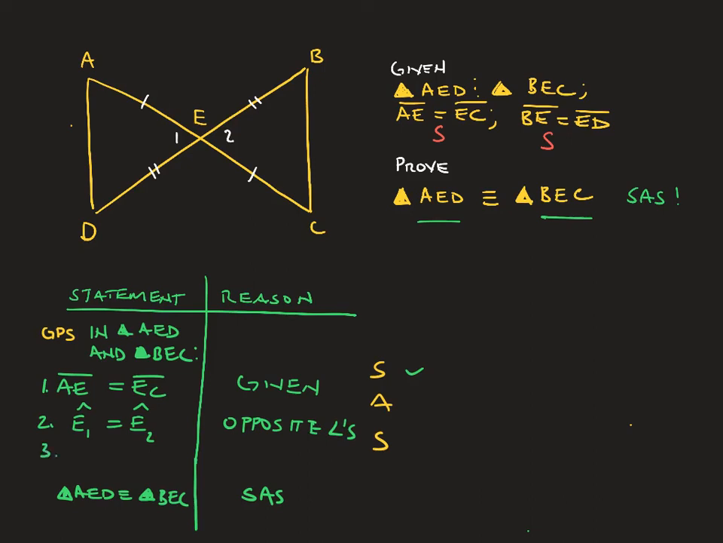Finally, we know that BE is equal to ED. How did we know that? Well, it was given to us. So that makes it easy. All we have to do is write given. This means that I now have proven a pair of sides, a pair of angles, and a pair of sides. So I can say, therefore, these two triangles are going to be the same because of side, angle, side. And that's all there is to it.